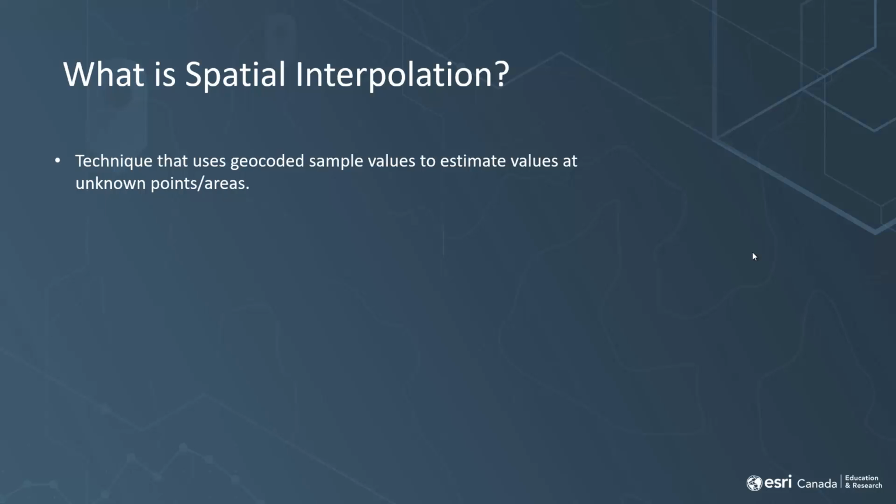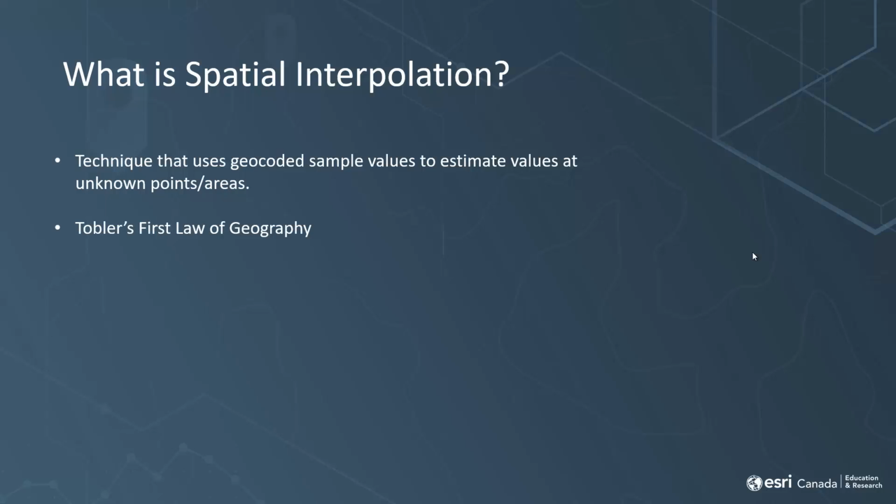The reason this GIS method exists is that it is more efficient to map unknown values at unsampled locations than it is to extract samples at every location. Additionally, extracting samples at every location can be quite expensive. To predict values at unknown points, spatial interpolation uses either deterministic or geostatistical methods, which will be discussed in the next slide.